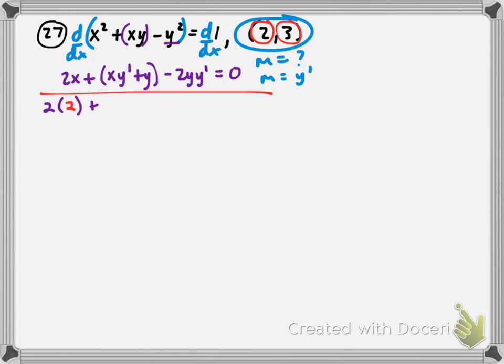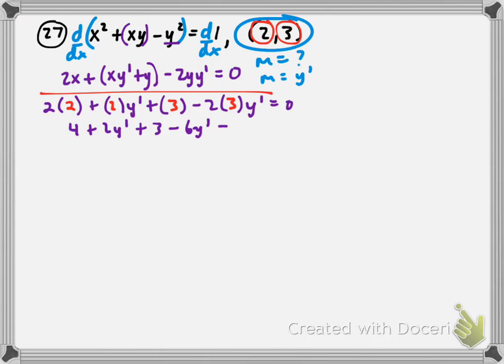Okay, and so anyway, everywhere we see an x, we're going to replace it with a 2. Everywhere we see a y, we're going to replace it with 3. And then we're going to solve for the y prime. So the 2's go in where there's an x, and the 3's go in where there's a y. And we can simplify this. We have 4 plus 2y prime plus 3 minus 6y prime is equal to 0.